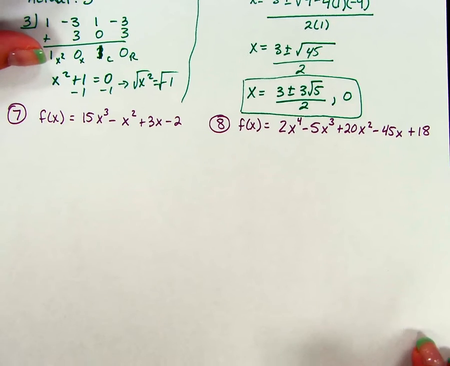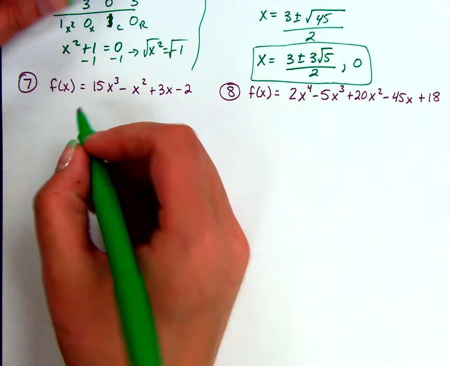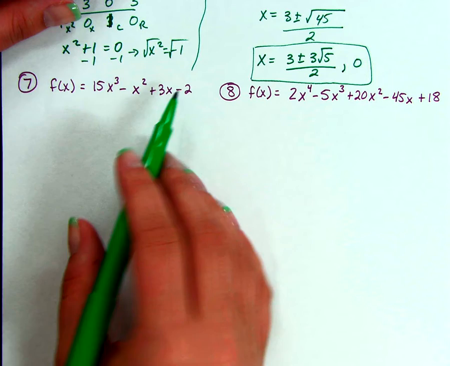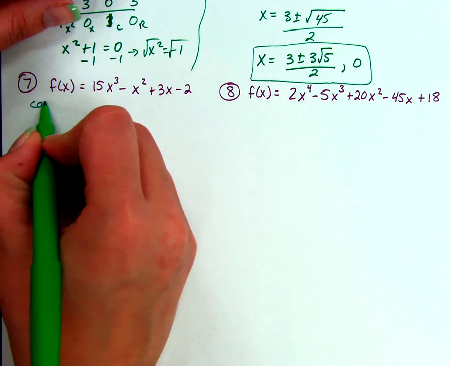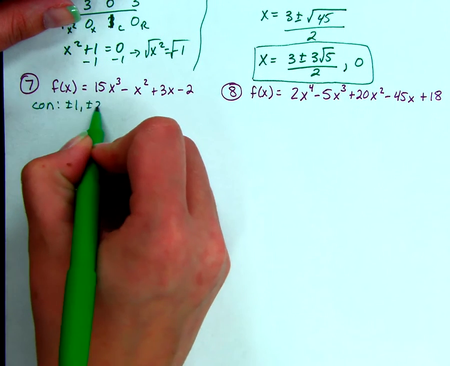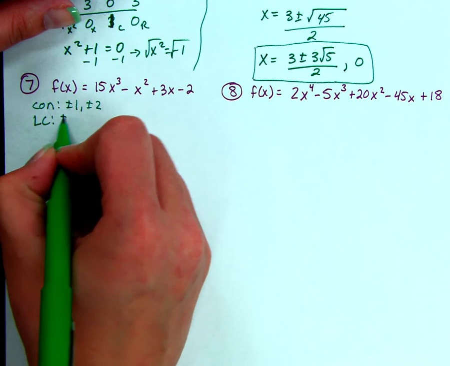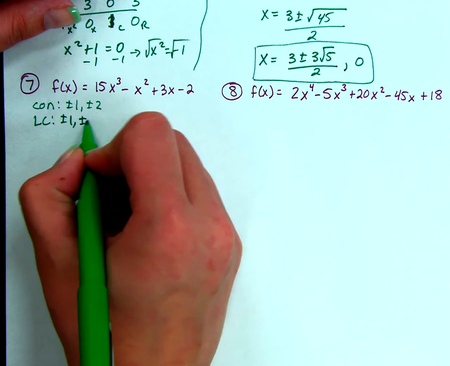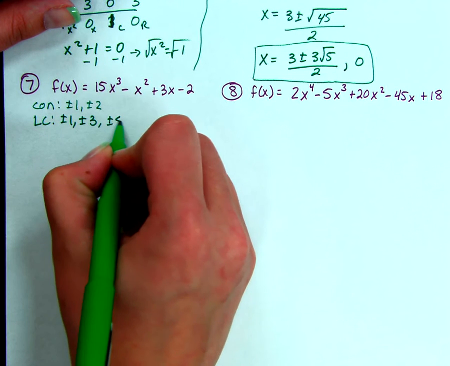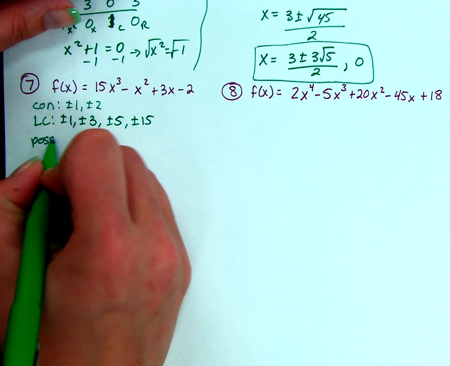All right, so next set of problems, same idea. So again, this one we can't factor. So again, we're going to find the factors of our constant. So that's our -2. So plus and minus 1, plus and minus 2. Our leading coefficient, so that's 15. So we'd have 1, 3, 5, and 15. Our list of possible answers.